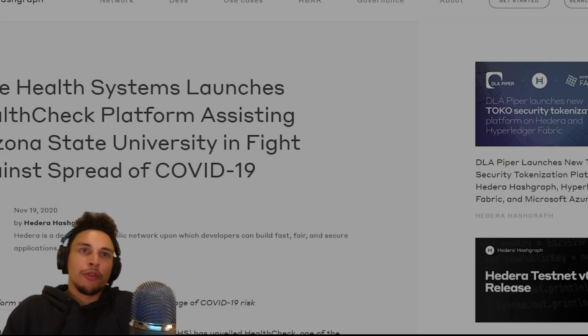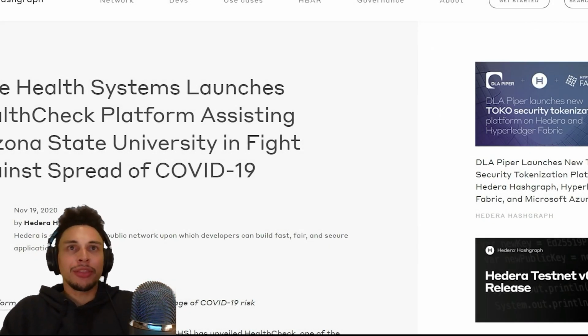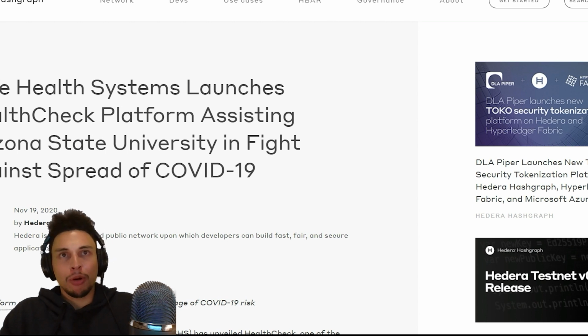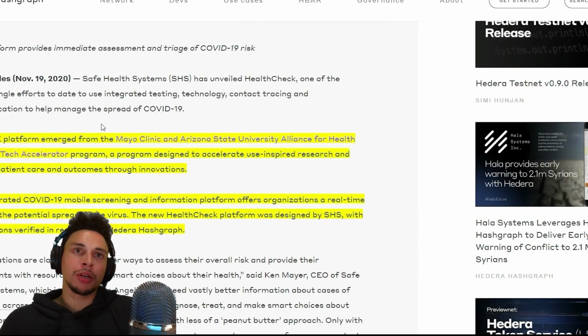This article is dated November 19th, 2020. Safe Health Systems launches health check platform assisting Arizona State University in fight against spread of COVID-19. The SAFE platform emerged from the Mayo Clinic and Arizona State University Alliance for Health Care MedTech Accelerator program. Dang, could they pick a less catchy name?